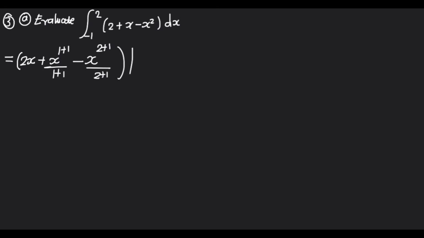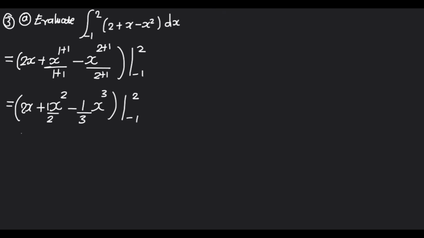Then evaluating from -1 to 2. And let's see what we can do for the inside part. Here we have 2x plus x. 1 plus 1 is 2 over 2, so here we have 1 over 2. Then minus, here we are going to have 1 over 2 plus 1 is 3, x to the power 3, evaluating from -1 to 2. Then since we are done integrating, let's now write two brackets.